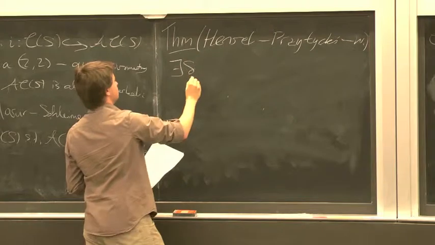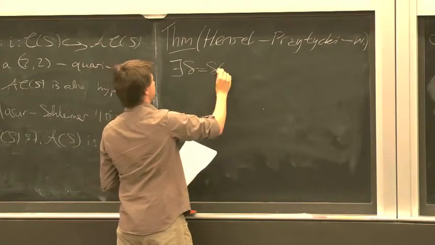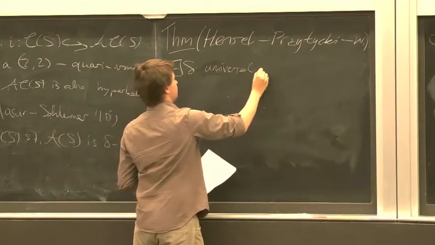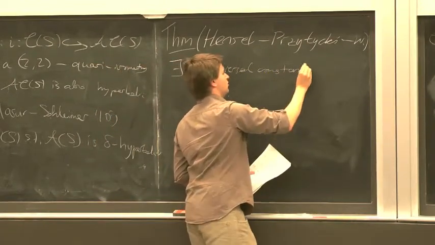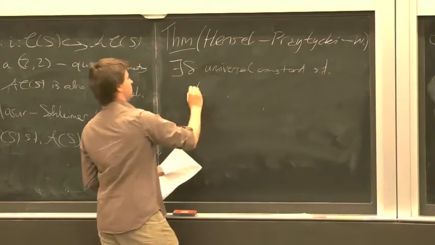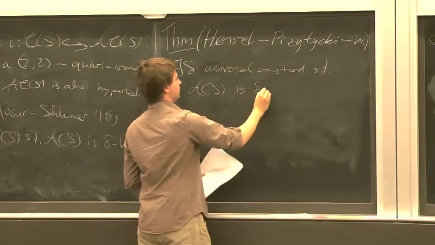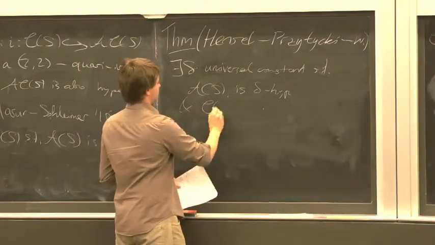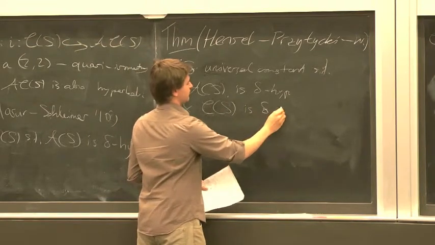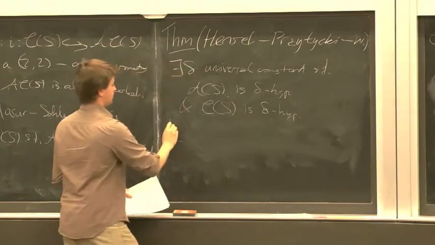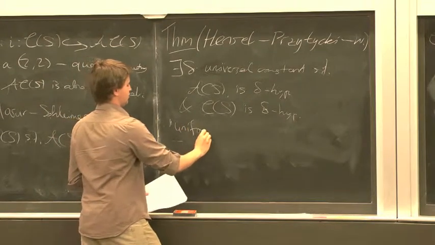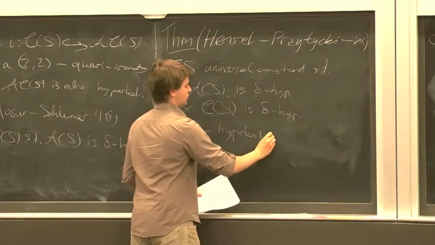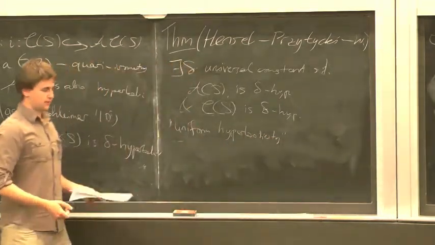The first thing I'm going to do today is show there is some delta, some universal constant, such that the arc graph is delta hyperbolic. So this constant delta doesn't depend on S. And we'll also get that the curve graph is delta hyperbolic as well, for some uniform delta. This is often referred to as uniform hyperbolicity for these graphs.